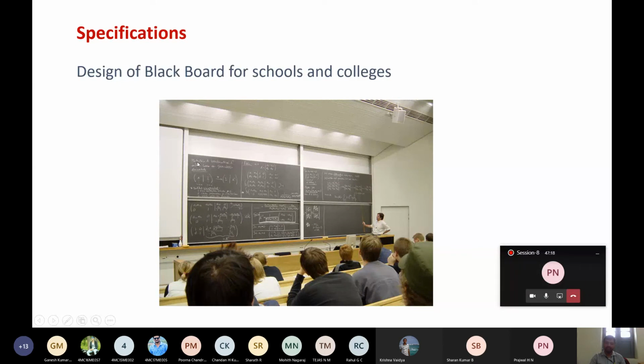One is the size or area of the board: what must be its length and breadth. Next, another specification is what should be the height. Maximum reach, that is the height to which a lecturer or teacher can reach. Another is the minimum reach of the faculty. So this should be considered.